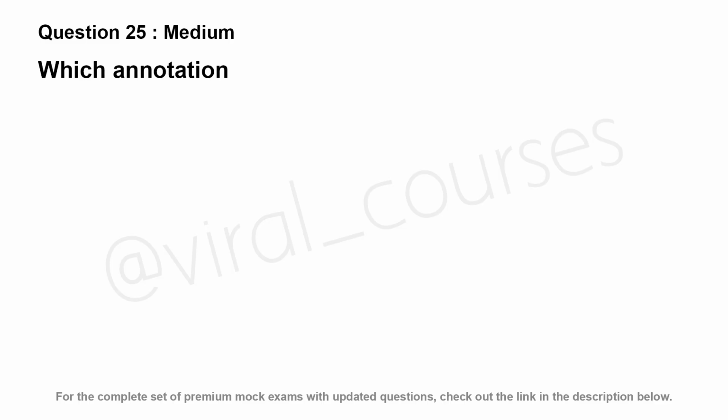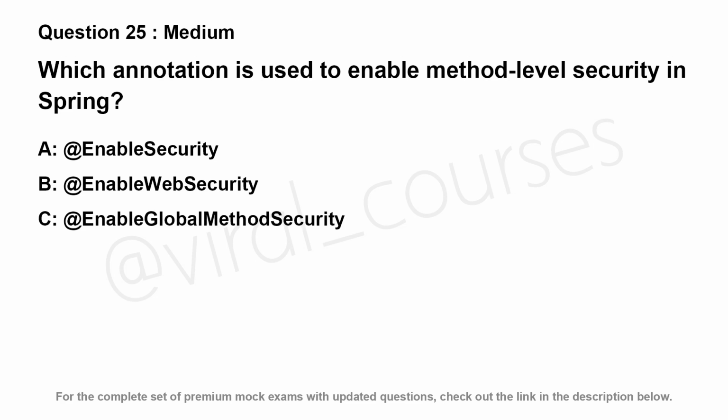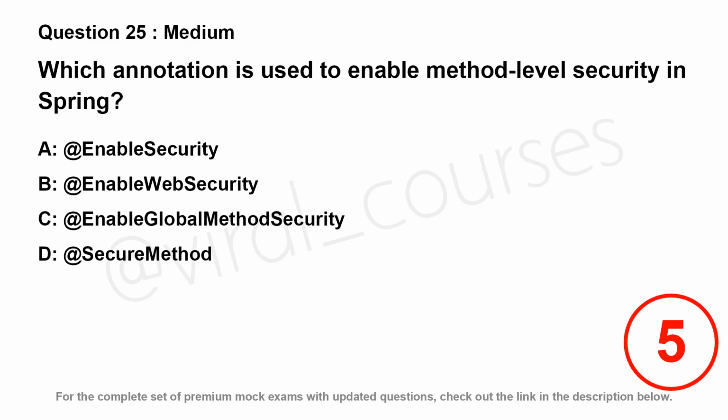Which annotation is used to enable method-level security in Spring? Option A, @EnableSecurity. Option B, @EnableWebSecurity. Option C, @EnableGlobalMethodSecurity. Option D, @SecureMethod.